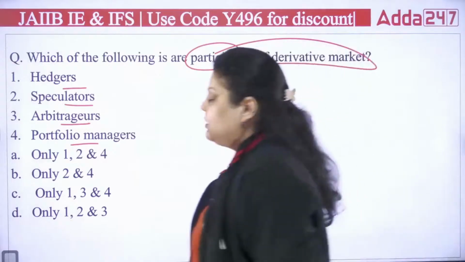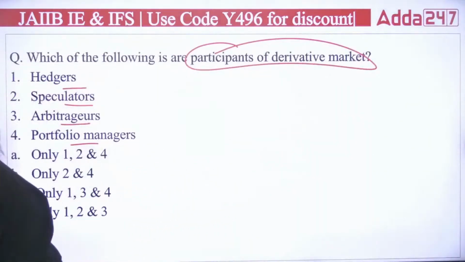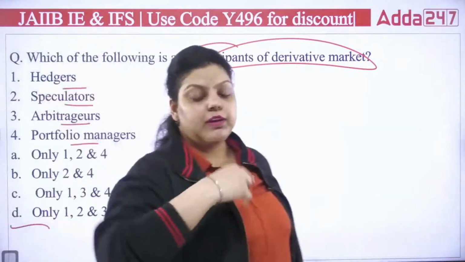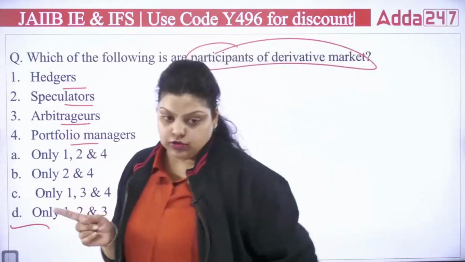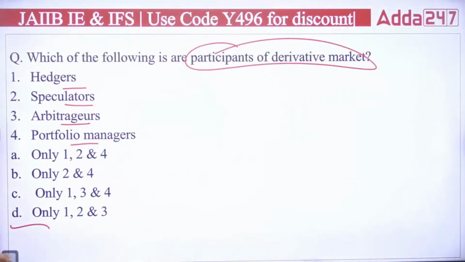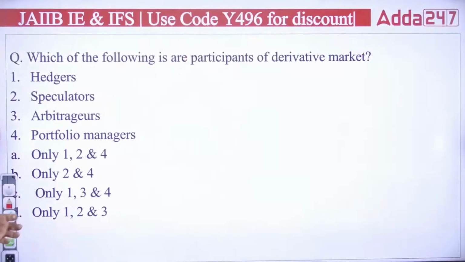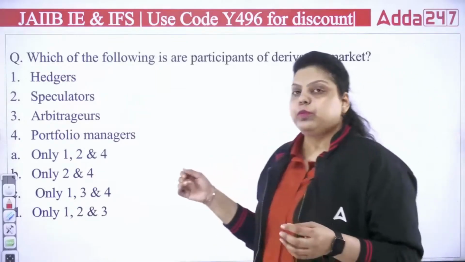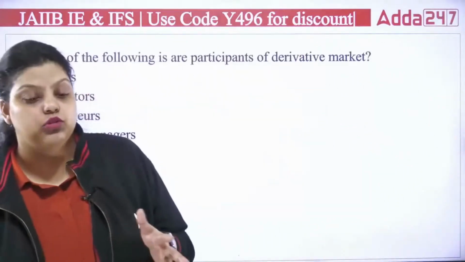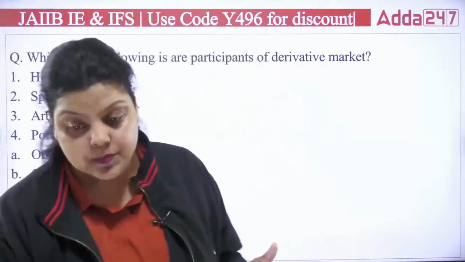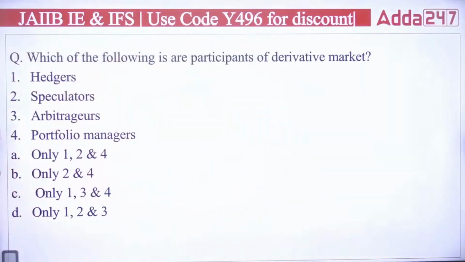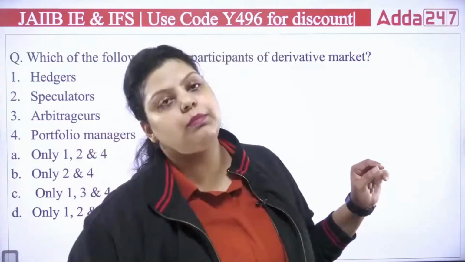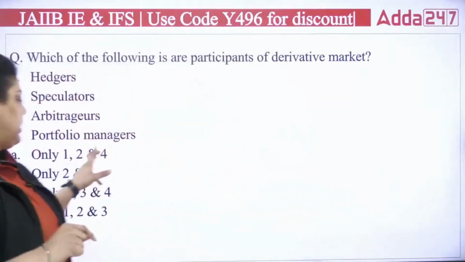And the right answer will be first, second and third. Very good. Right answer is D: hedgers, speculators and arbitrators are the market participants of the derivative market, not the portfolio managers. Hedgers are those parties who try to eliminate or reduce the risk in investment. Speculators are those who try to find a way to get maximum returns in the future. And arbitrators are those who look for the benefit of price differences between two markets by selling and purchasing the same securities. So right answer is D.